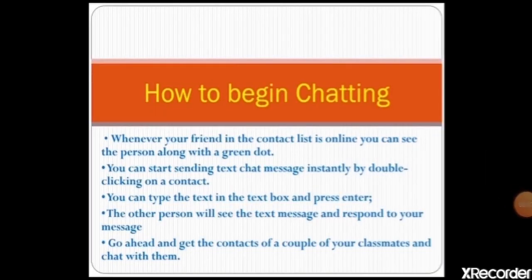Now, our next topic is how to begin chatting. If we want to chat, what will we have to do? The very first step: whenever your friend in the contact list is online, you can see that person along with a green dot. Secondly, you can start sending text chat messages instantly by double clicking on a contact. Then you can type the text in the text box and press enter. The other person will see the text message and respond to your message.